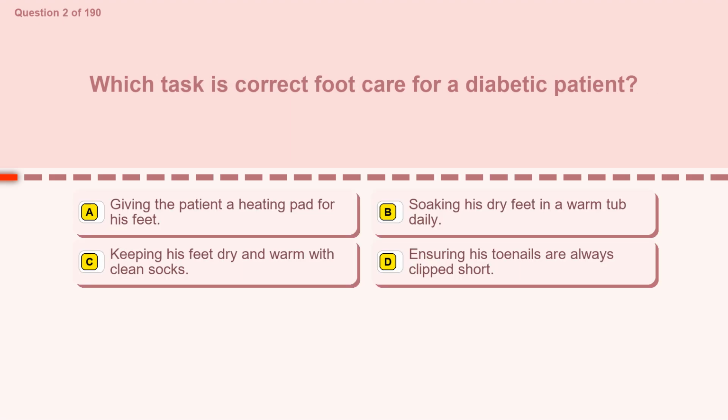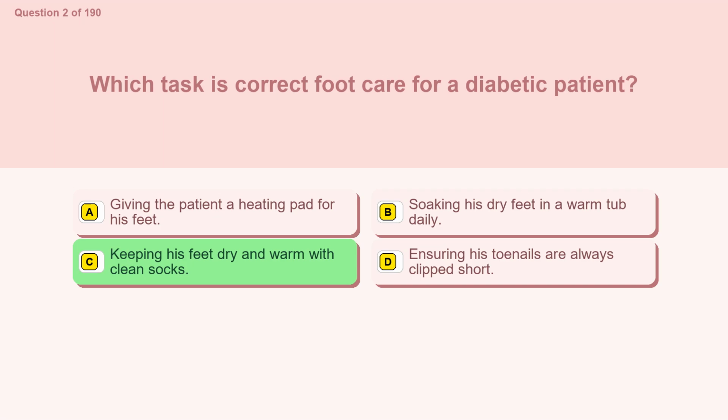Question 2. Which task is correct foot care for a diabetic patient? Option A. Giving the patient a heating pad for his feet. Option B. Soaking his dry feet in a warm tub daily. Option C. Keeping his feet dry and warm with clean socks. Option D. Ensuring his toenails are always clipped short.